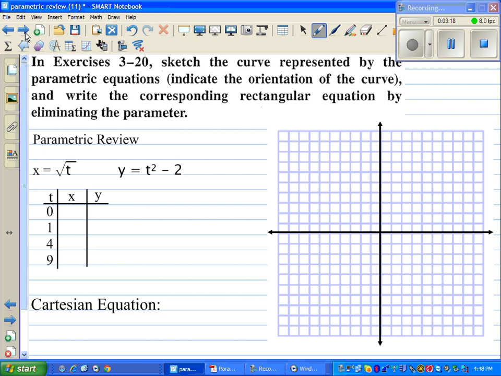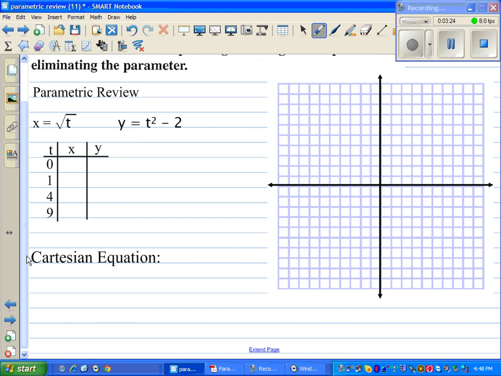In the next example, same instructions. We have x equals the square root of t, and y equals t squared minus 2. In this case, I chose not to go from -2 to 2, but rather the perfect squares 0, 1, 4, and 9, because we have the square root of t in the x equation. The square root of 0 is 0, then 1, 2, and 3.